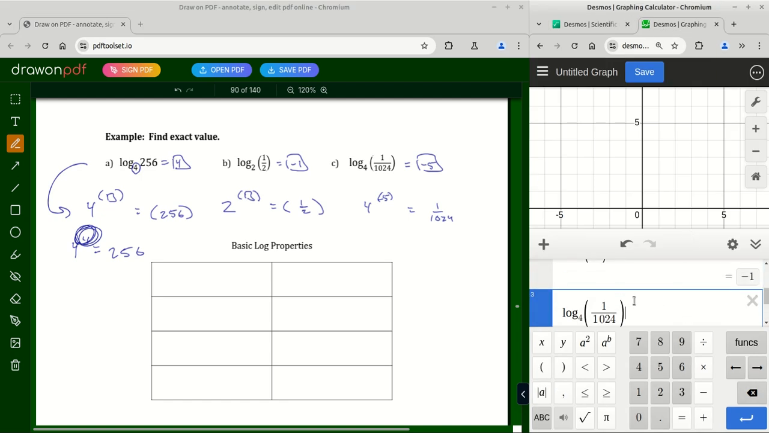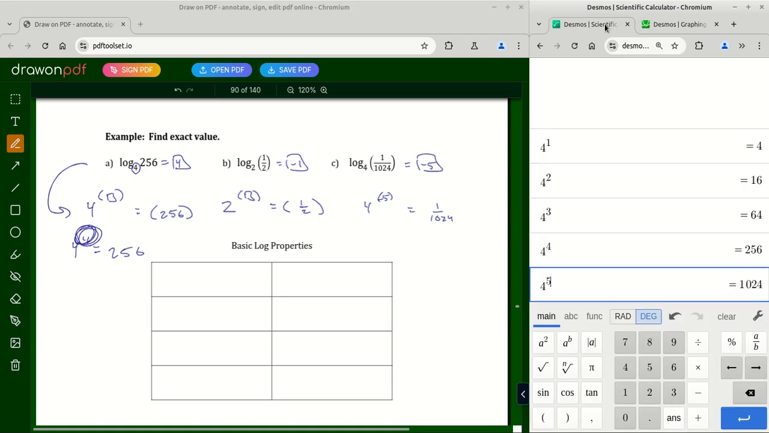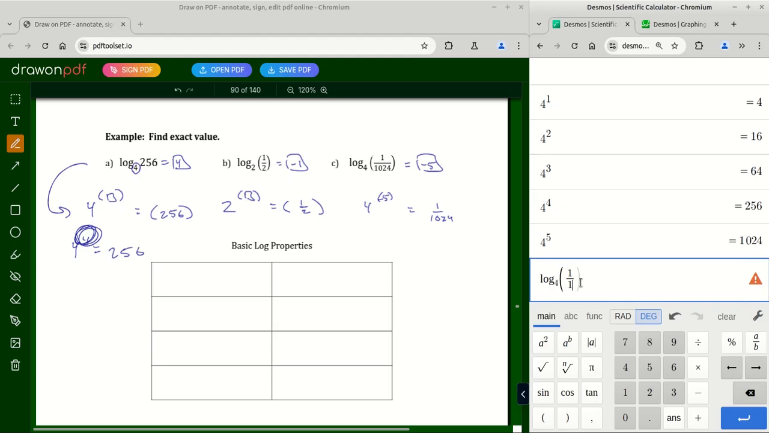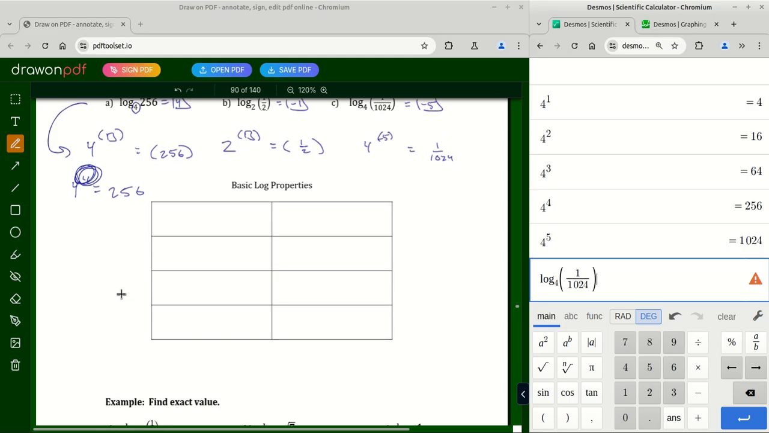Note that I'm using Desmos graphing for these guys. If I tried to do this in Desmos Scientific, it will say, no, you can't do that. There it is. This calculator doesn't support this. And so it's just annoying. Okay. Moving on. Now you know the tricks. Now you know what's going on.